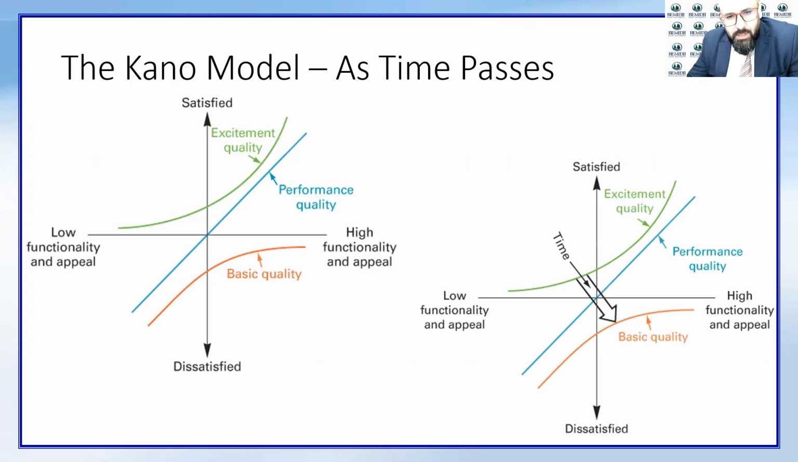The Kano model changes based on time. When you look at it, the basic quality is this area right here, the performance quality here, and this is between the excitement quality and basic quality, and the excitement is where the most satisfied customers would be. And over time, you will be moving these requirements from excitement to basic requirements. So for example, buying a phone with a camera was excitement 10 years ago. However, now buying a phone with a camera is just a basic quality.